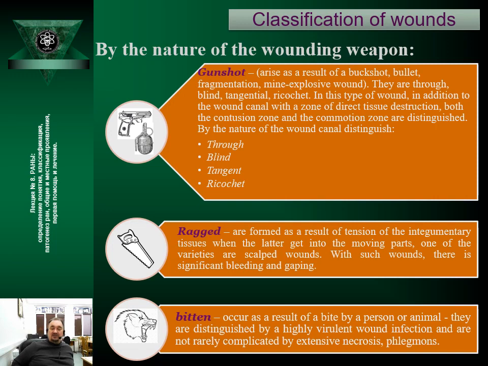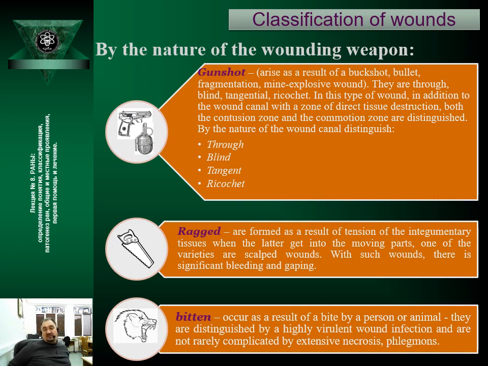We have a blind wound, say, only an entrance hole, and in the depth we have a wounding projectile. With a through wound, there is no projectile in the depth. A tangential wound does not have an inlet and outlet. Most often there is a longitudinal wound on the surface of our integumentary tissues, of the type of a large, powerful abrasion.